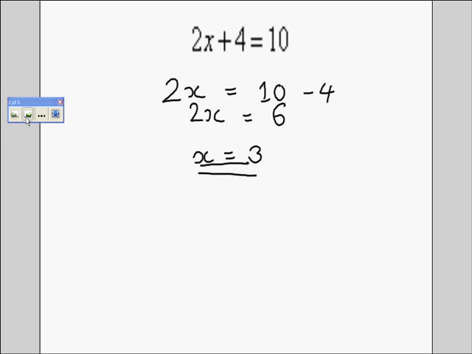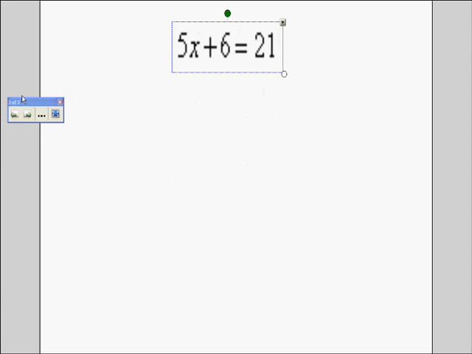Okay, we'll look at another example now. This one, slightly different numbers but the same process again. This time we want to make sure that we do the inverse process of adding 6, which obviously is to subtract 6. So we take 5x, take 6 away from that side, just leaves us with 5x, is equal to 21, take away 6.